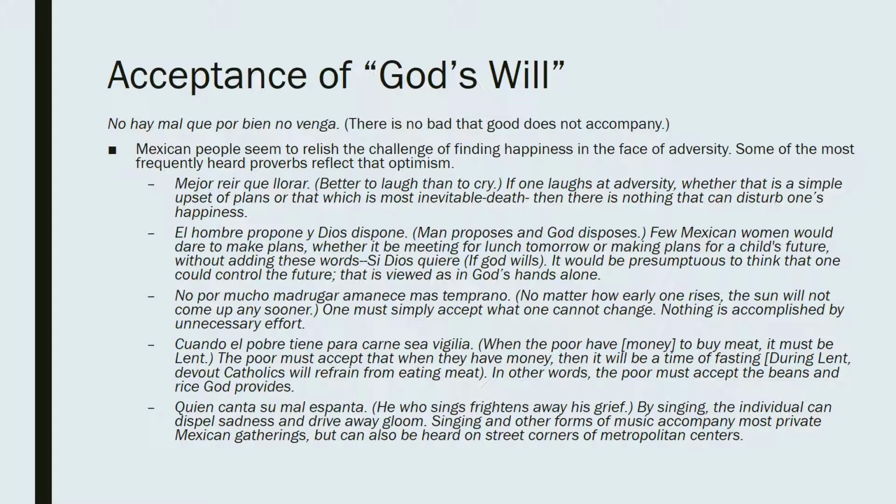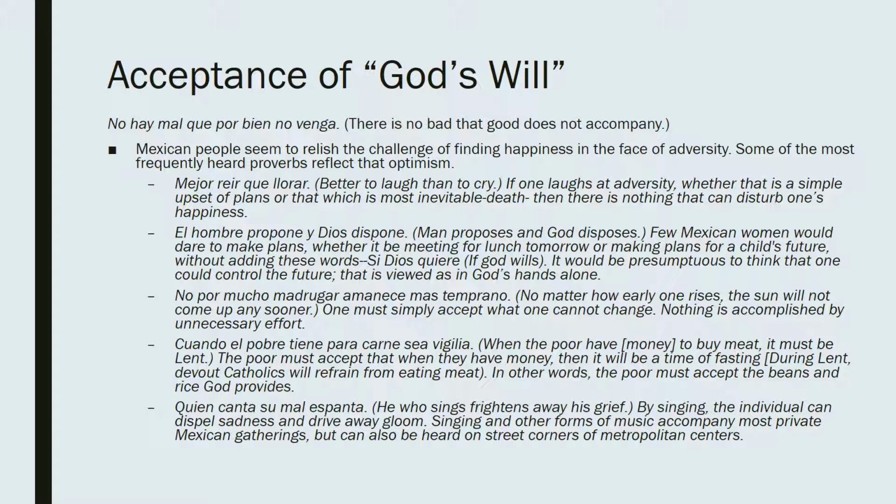The poor must accept that when they have money, it will be time for fasting, i.e., during Lent. Good, devout Catholics will refrain from eating meat. In other words, the poor must accept the beans and rice God provides. The poor are poor because God has deemed them to be poor. And so consequently, they must be satisfied with their lot in life, which goes against everything we are taught as Americans, that you should go out and forge your own path.